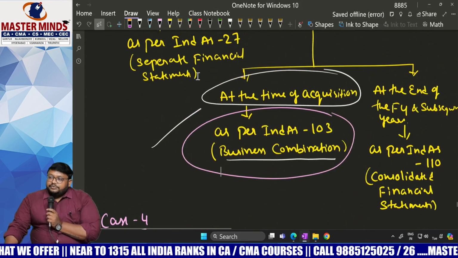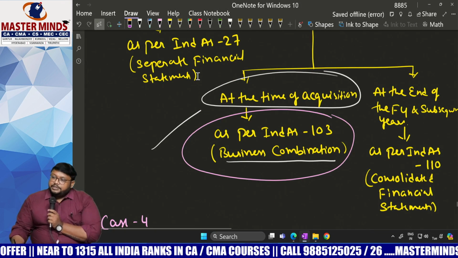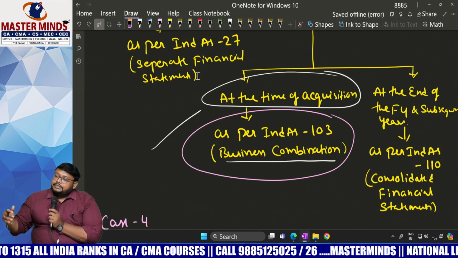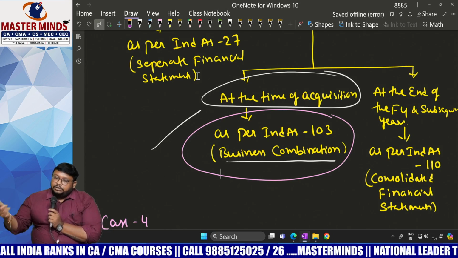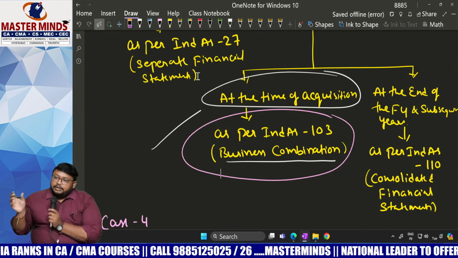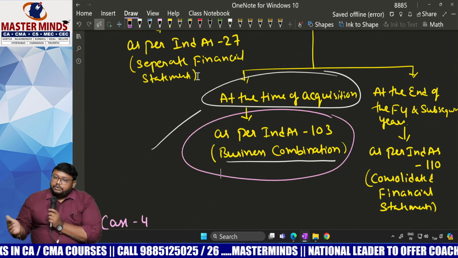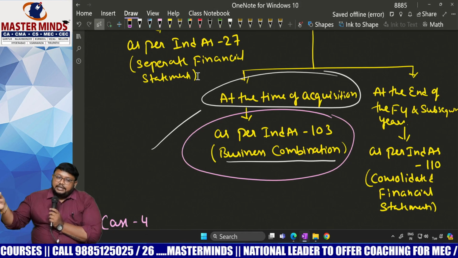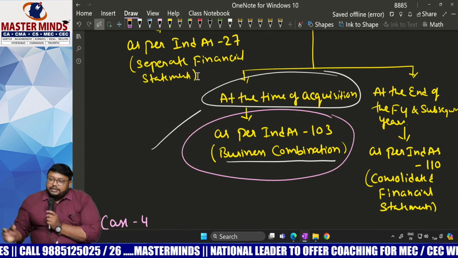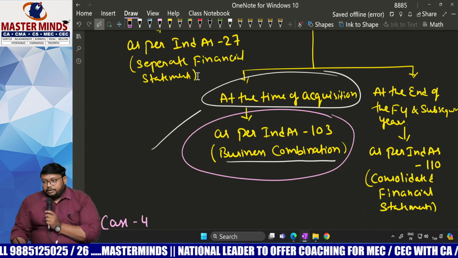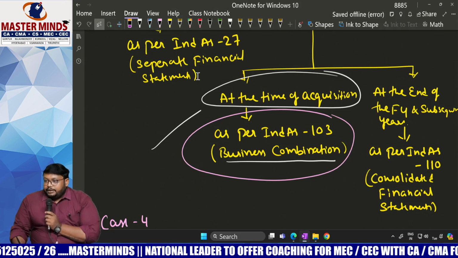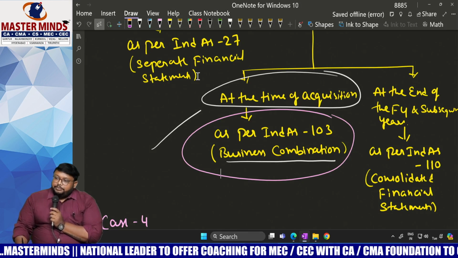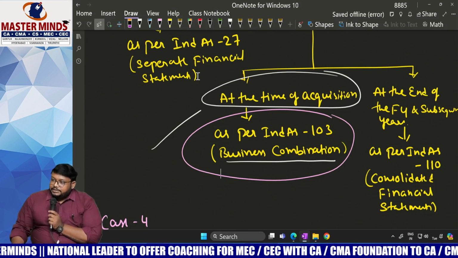Okay. Sometimes we will purchase the entire business, 100% of assets and liabilities. That means we are purchasing the net assets of another company. Net assets means assets minus outside liabilities, which we can call equity plus reserves and surplus, whatever it might be. When you are acquiring 100% of the company, in such conditions also, consolidated financial statement is not required because the other company will stop doing the business activities.